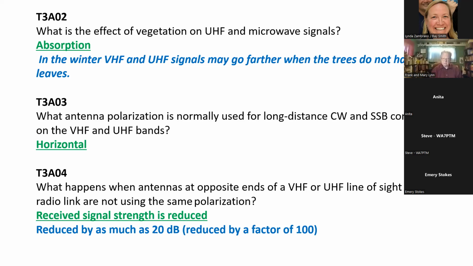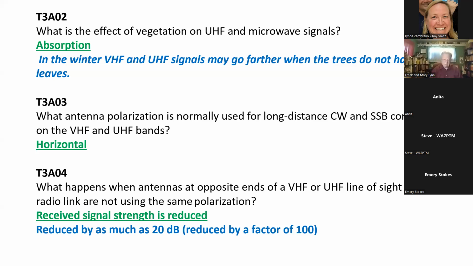Okay, what antenna polarization is normally used for long distance CW and single sideband contacts on the VHF and UHF bands? This again is the direction that the electric field is in. Usually for VHF and UHF, everything is horizontally polarized. That's the direction that the electric field is vibrating in. That'll be horizontal. It can also be vertical, but everyone uses basically a horizontal polarization for these type of contacts.